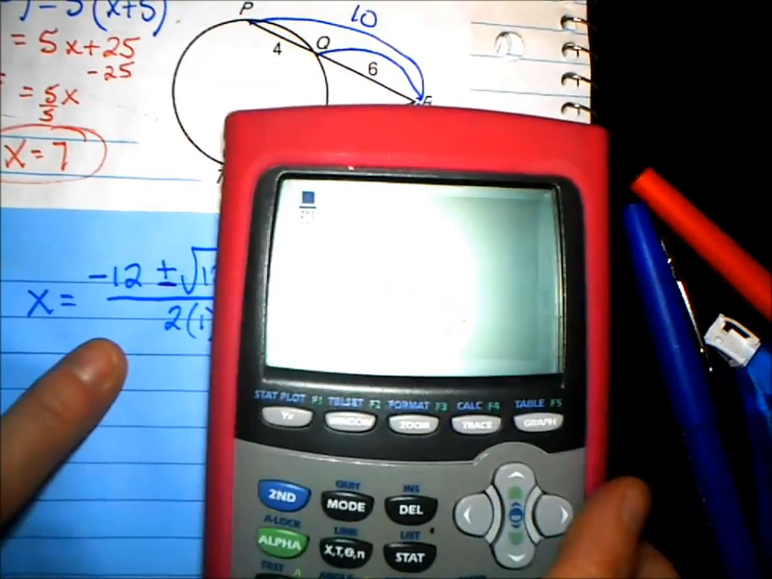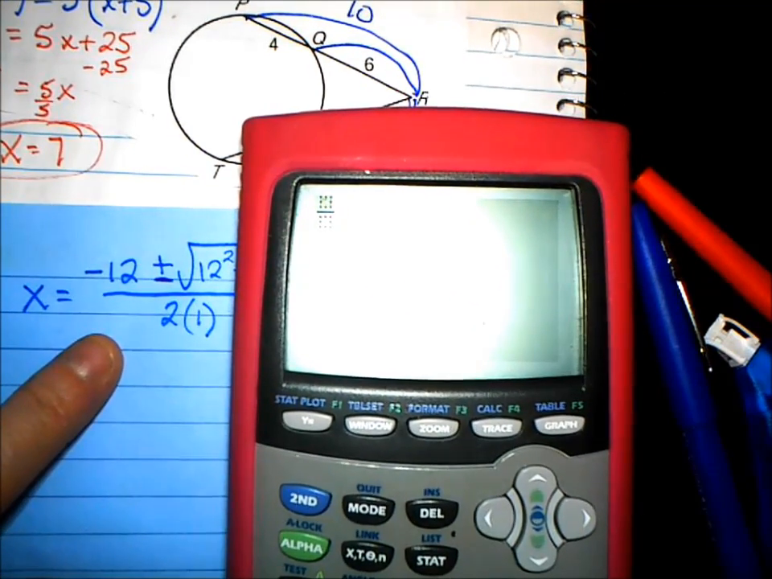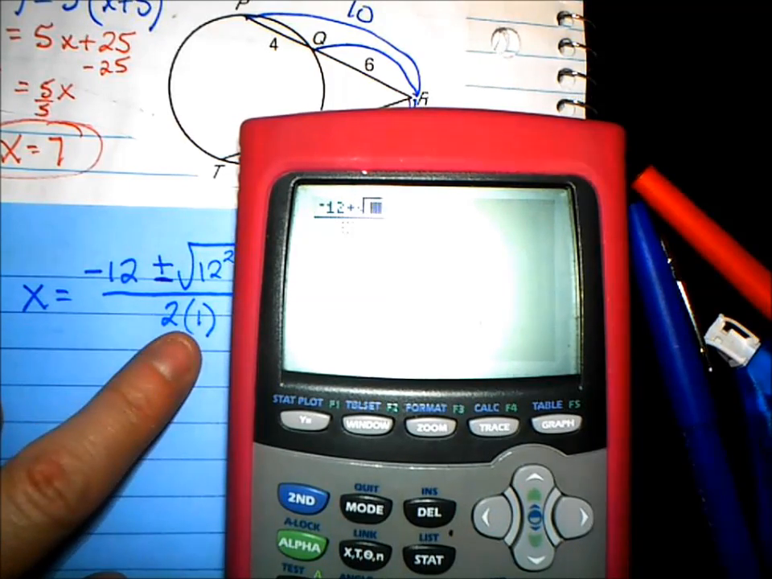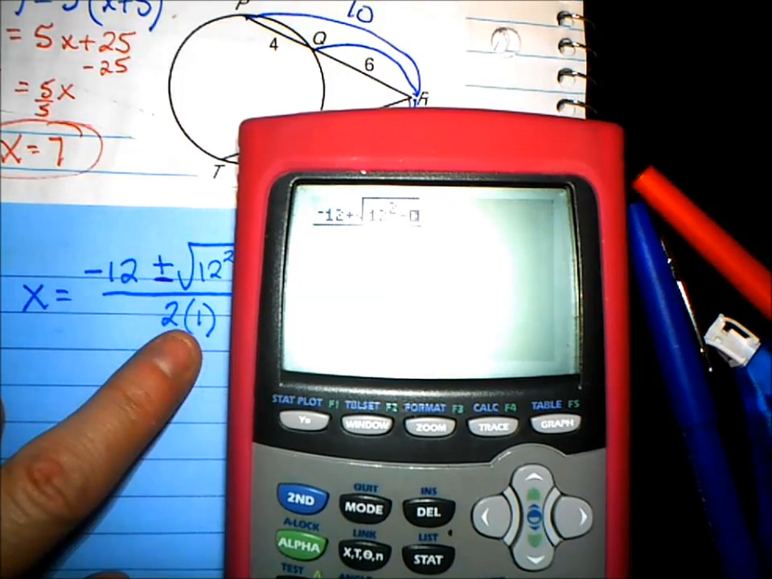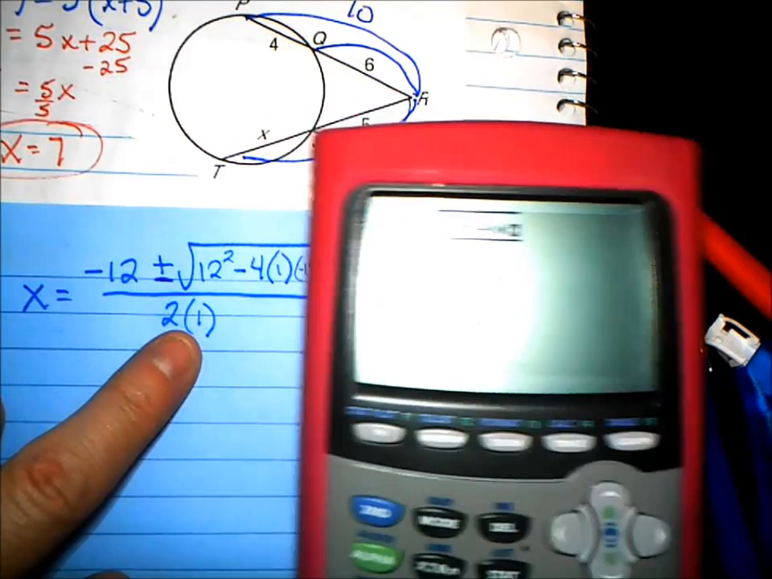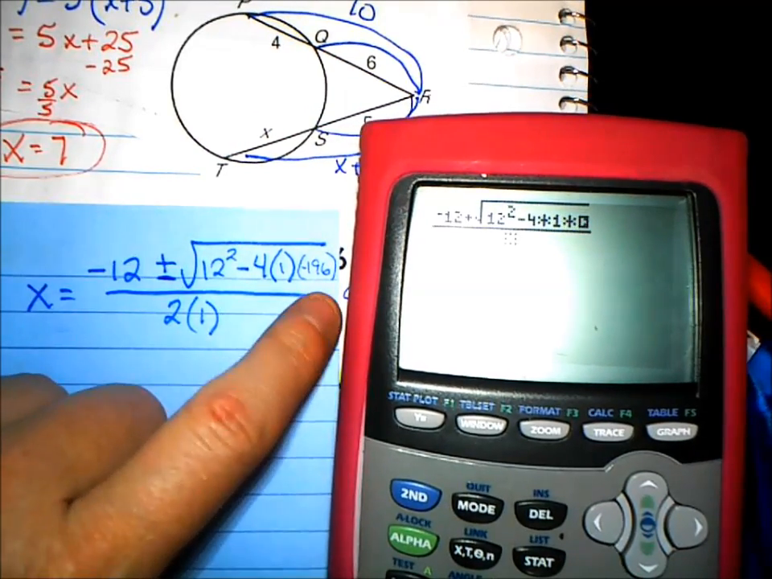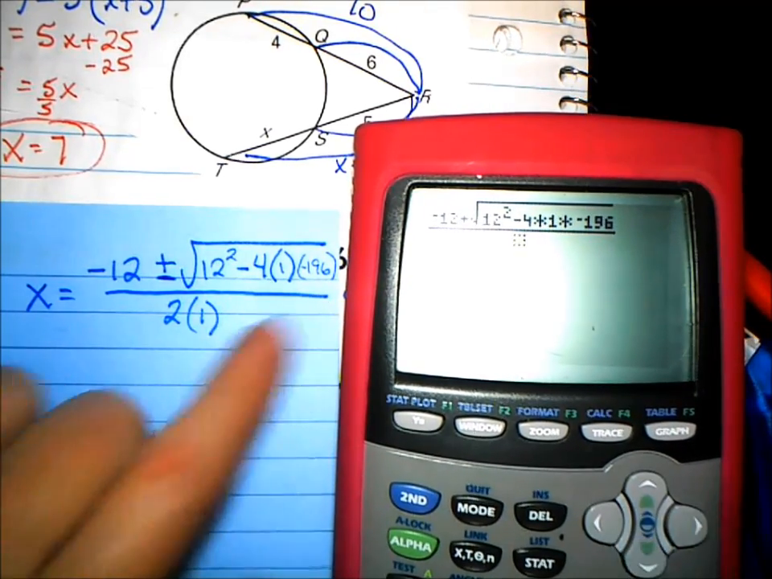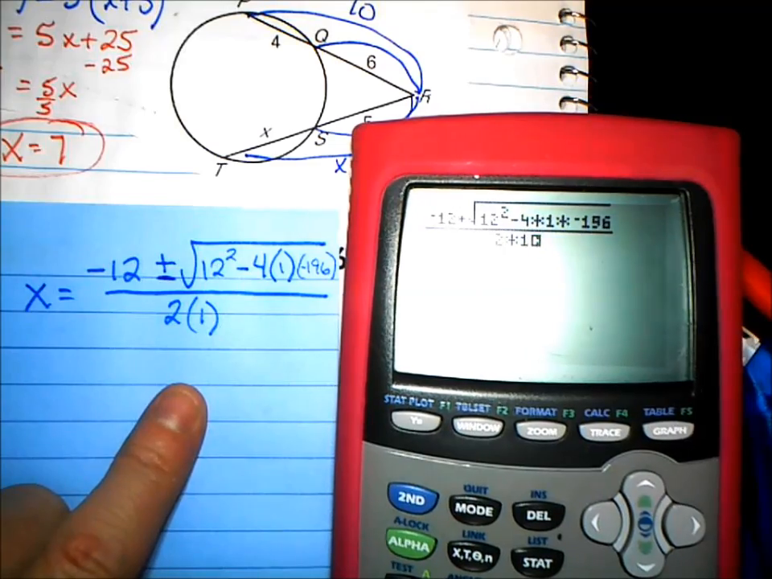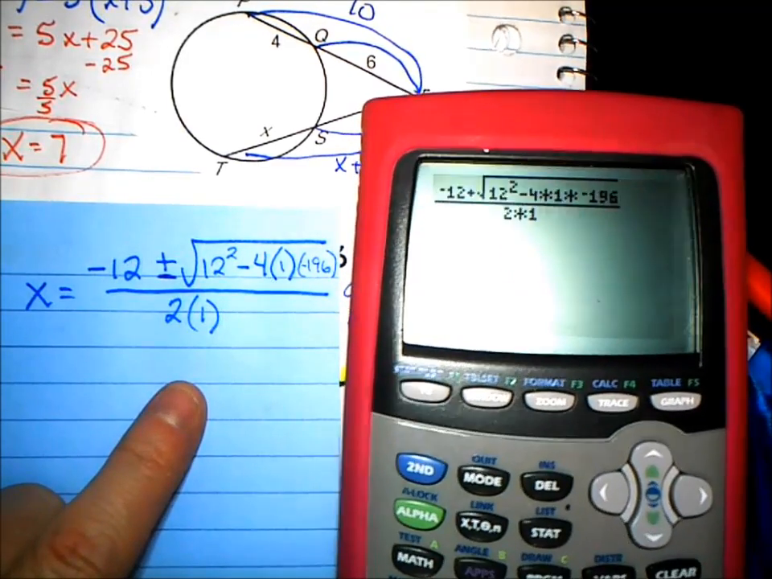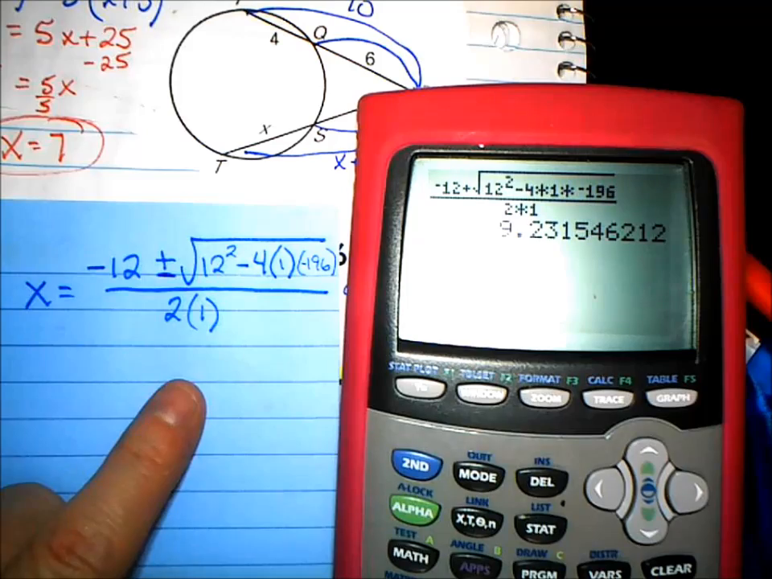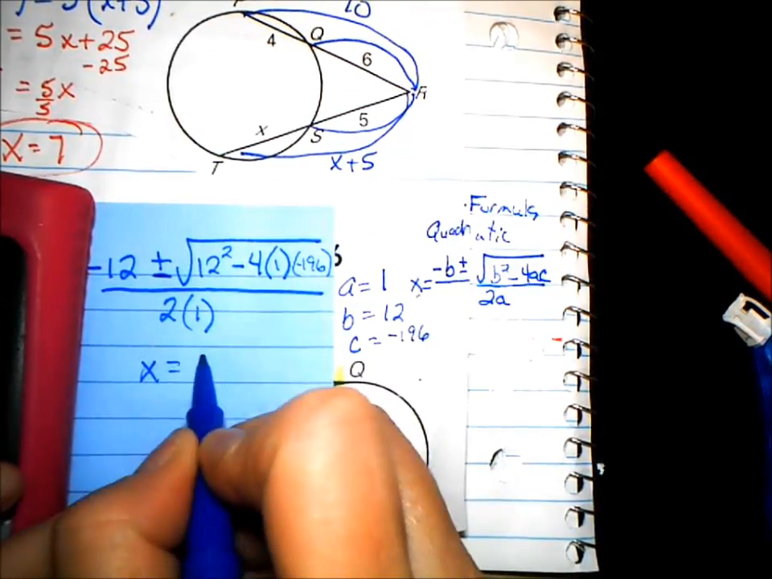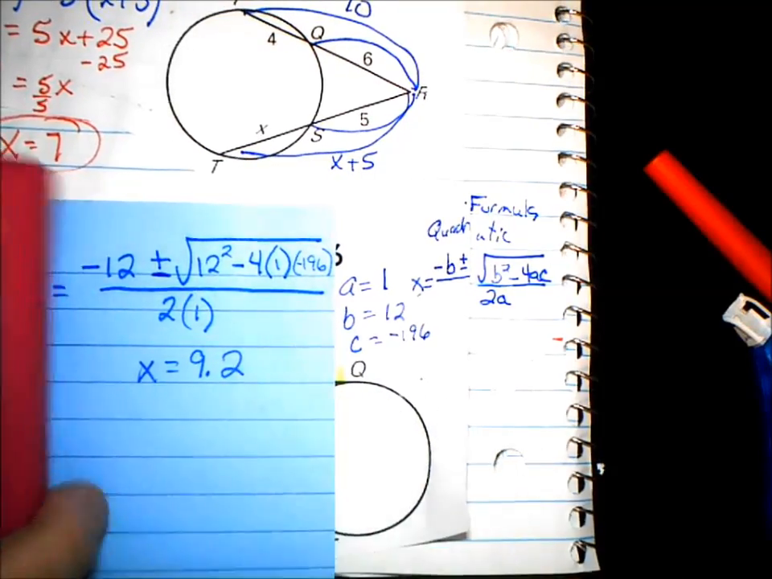So I'm going to put negative 12 plus the square root of 12 squared minus 4 times 1 times negative 196, over 2 times 1. Okay, that's my first problem. I'm going to type that in and enter, and I come out with x equals 9.2.